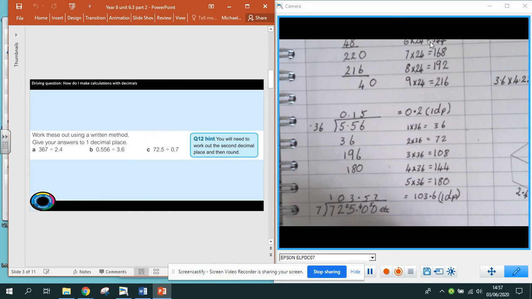So how many 7s in 7? 1. How many 7s in 2? None. Carry the 2. How many 7s in 25? 3. Remainder 4. Now I've gone over the decimal point. So how many 7s in 40? 5.